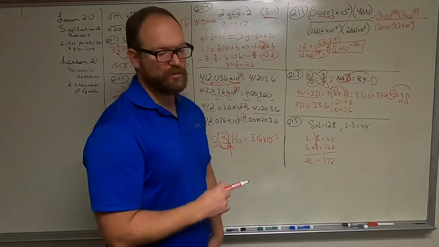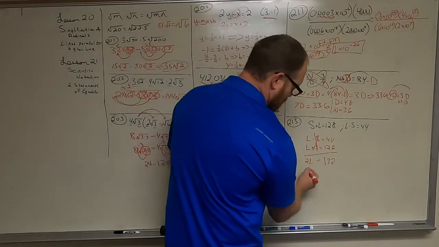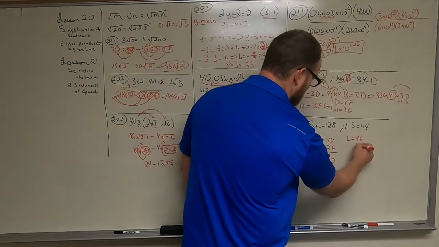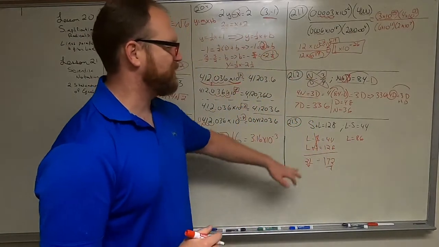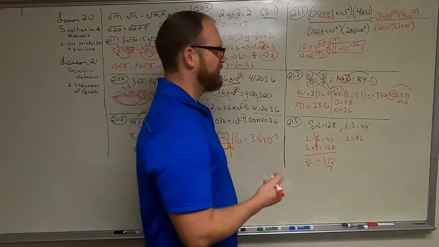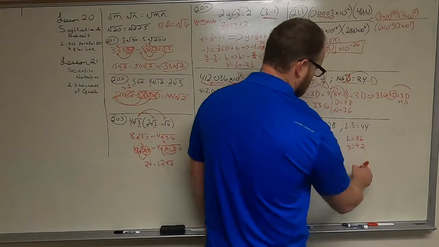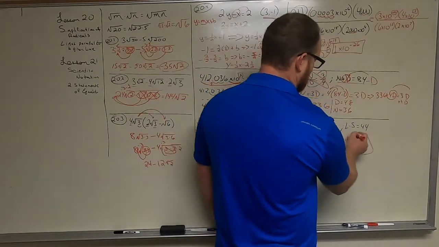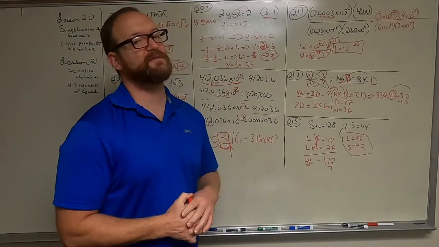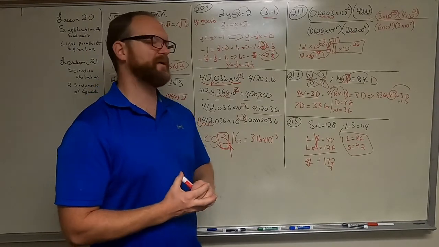So 2L equals 172. So what does that give us for L? Well, if we divide by 2 on both sides, L equals 86. And to find out what S is, if S plus 86 equals 128, we do our subtraction, and that gives us S is 42. All right, so there's our answer right there. So two statements of equalities. They're just giving them to us in a different manner than we're used to.